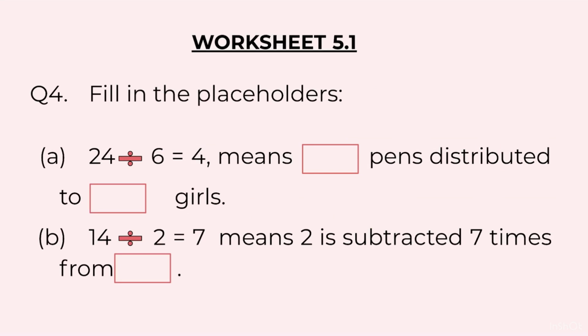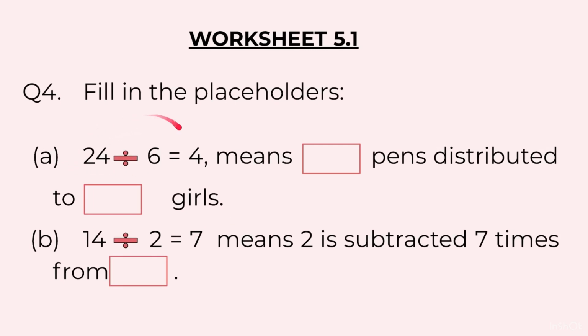Question 4. Fill in the placeholders. 24 divided by 6 is equal to 4 means dash pens distributed to dash girls. Now in the question we have 24 divided by 6. That means 24 pens will be distributed to 6 girls and each girl will get 4 pens. Now the information about 4 we don't need to use it, but 24 pens are here distributed to 6 girls is what is meant by 24 divided by 6. So here we are using the concept of division as distribution.